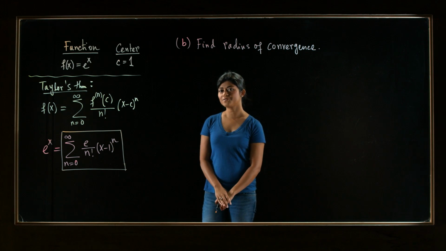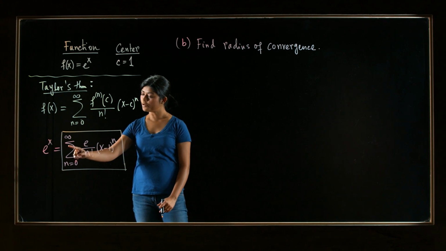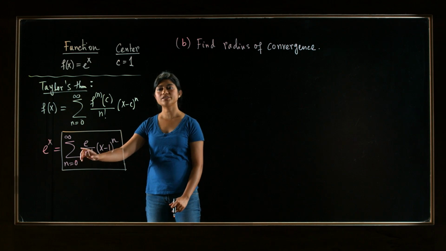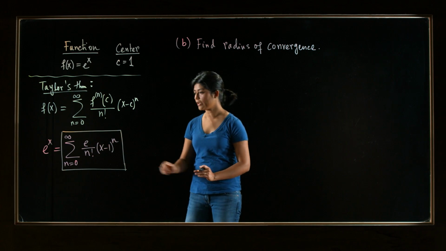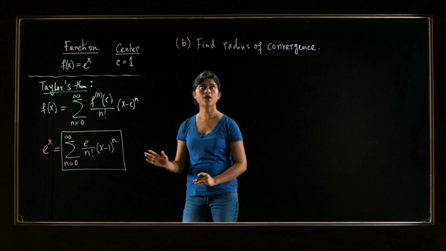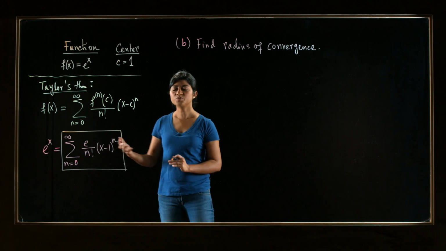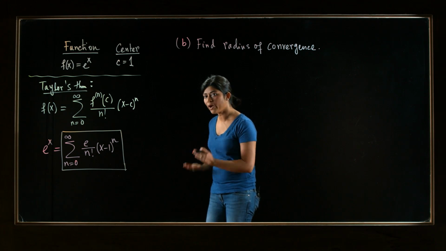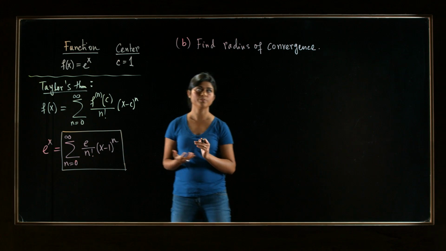Recall from the previous video that we applied Taylor's theorem to find the power series representation of e to the x centered at 1, and it's right here. Now we have to find the radius of convergence of this power series, which means we want to know where this series will converge, and what the radius will be.